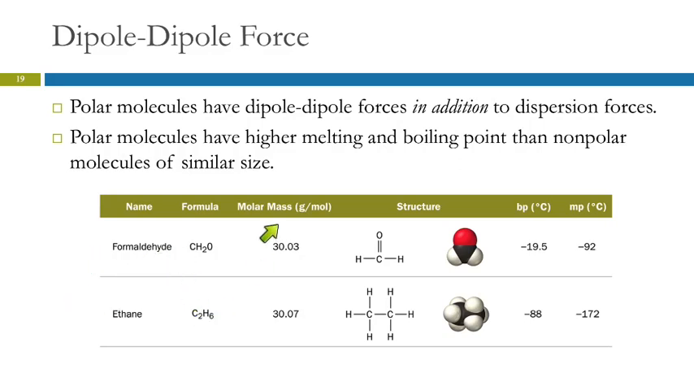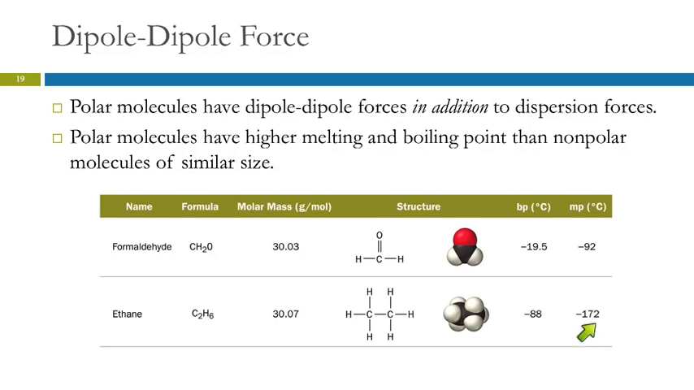There are the formulas. Their molar masses are very close. So we can't say that any differences in boiling points are due to a larger electron cloud that's more easily polarizable. This one is polar, and this one is nonpolar. And so what we see is the boiling point for formaldehyde is much higher than for ethane. Minus 19 versus minus 88. And the melting point, minus 92 compared to minus 172.